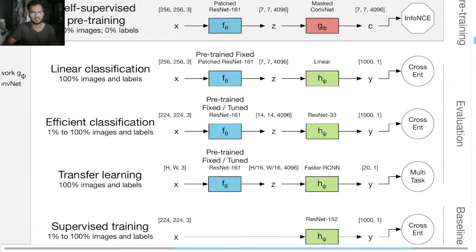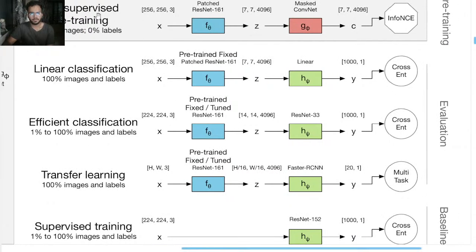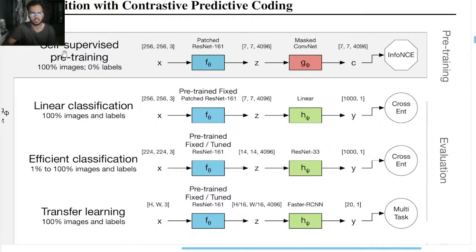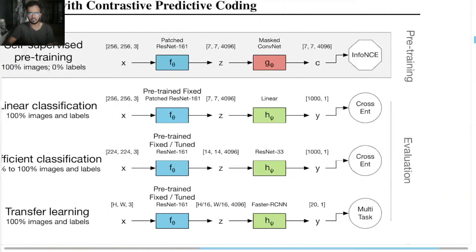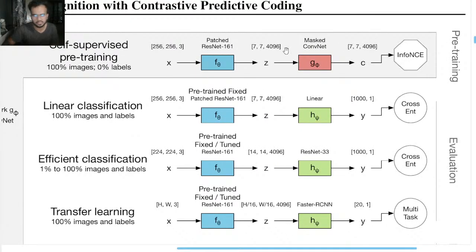So this is the unsupervised pre-training. 100% of images and 0% of labels are used. Images are 256 by 256 by 3 dimensional. Patched convolutions are used, so a patched ResNet 161 is used as the feature extractor to get Z of 7 by 7 by 4096 dimensions. This entire matrix will be 7 by 7, and the depth is 4096. So that's what is represented here.